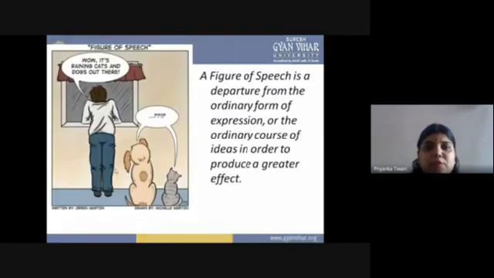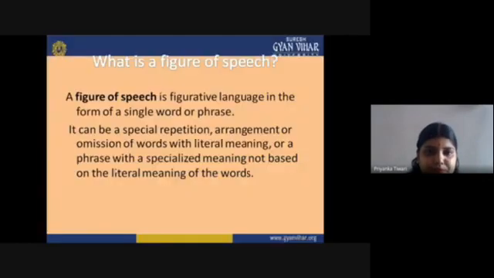Now, a figure of speech is a departure from the ordinary form of expression or the ordinary course of ideas in order to produce a greater effect. Today's lecture is on figures of speech, so first of all we need to understand what a figure of speech is.